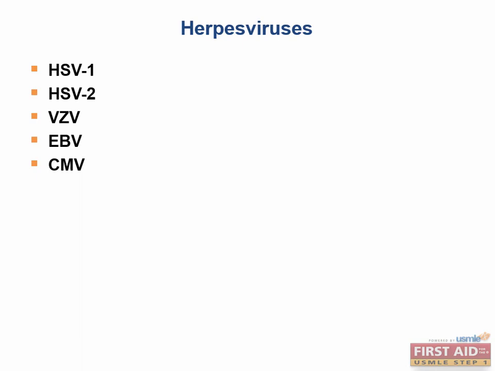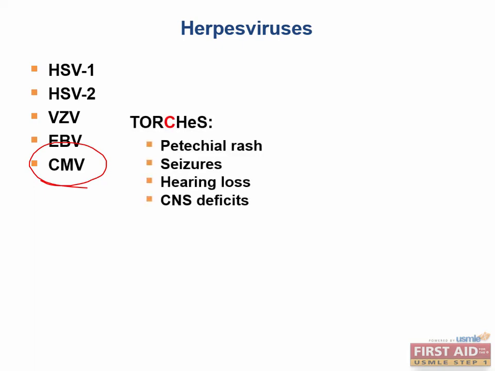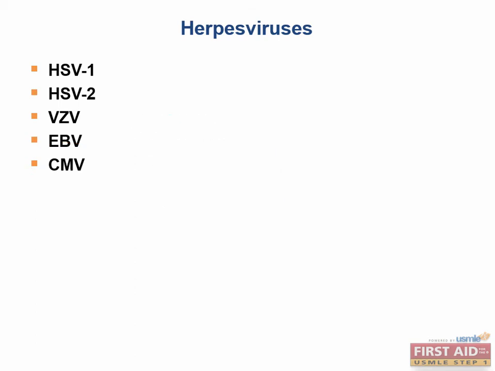Now let's just talk about cytomegalovirus, or CMV. Key things to remember about CMV is that it's also one of the TORCH infections. In newborns, it can cause a petechial rash, seizures, hearing loss, and other CNS deficits. In adults, CMV causes a variety of diseases, especially in immunocompromised individuals. In immune-competent individuals, CMV can cause a similar disease as EBV in mononucleosis.